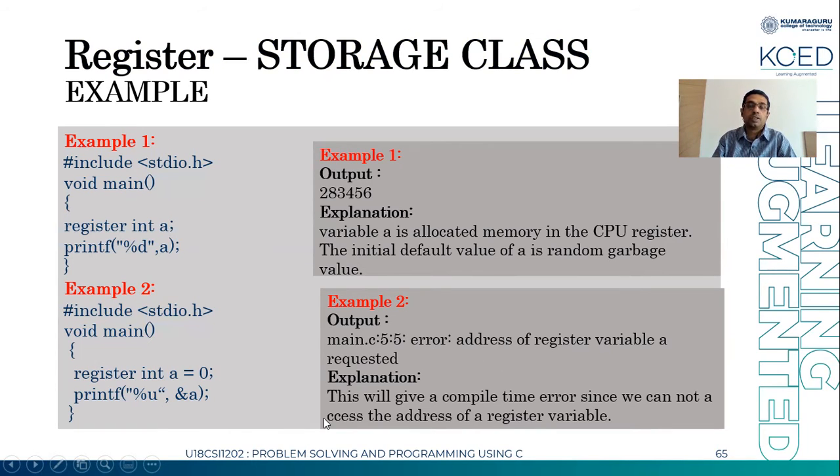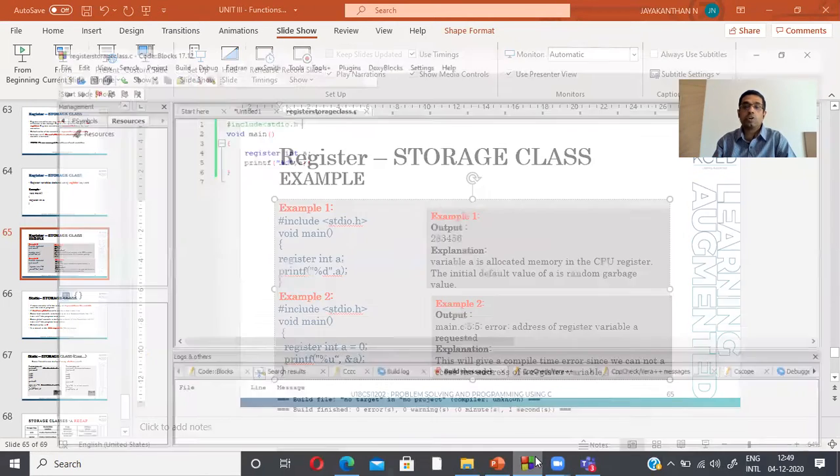This will give a compile time error, since we cannot access the address of a register variable. The address operator can be used with those storage classes where the memory is allocated in the main memory. For the register variable, the memory is allocated in the CPU register, so we cannot use the address operator with it. We will check this example in the code block environment.